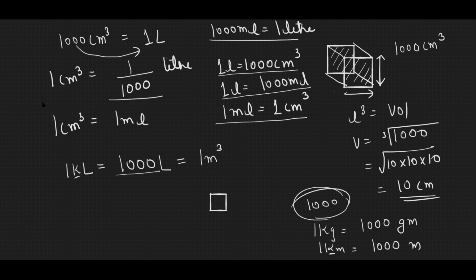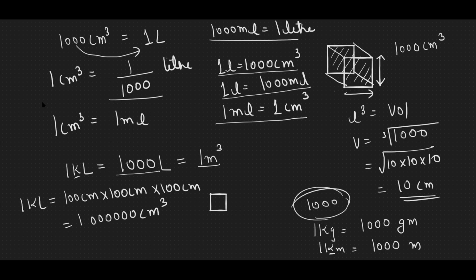1 kiloliter equals 1000 liters, or 1 meter cube. So 1 meter has how many centimeters? 100 centimeter into 100 centimeter into 100 centimeter. So this will be 1 lakh centimeter cube. So 1 kiloliter equals 1000 liters equals 1 meter cube or 1 lakh centimeter cube.